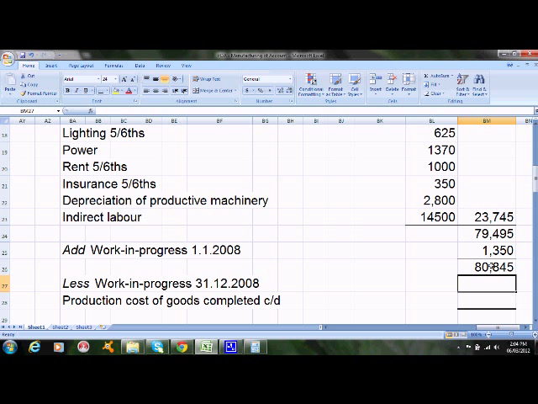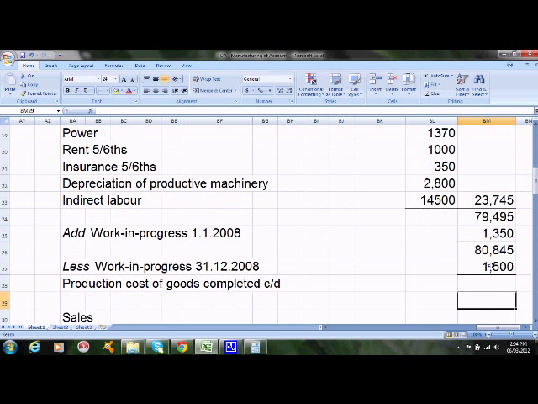Then the work in progress at the end of 2008. That figure is 1,500. This is what we call closing work in progress. Minus that 1,500 from this, we get a figure of 79,245.